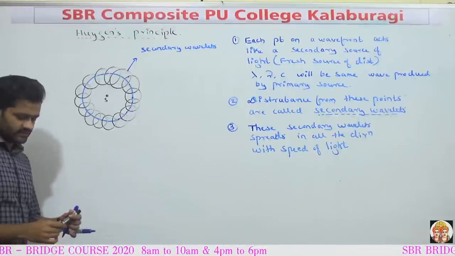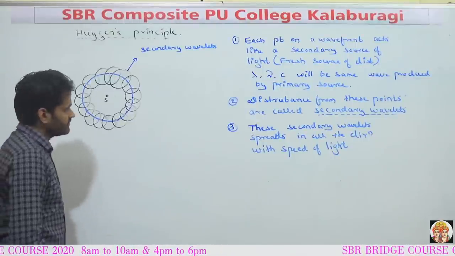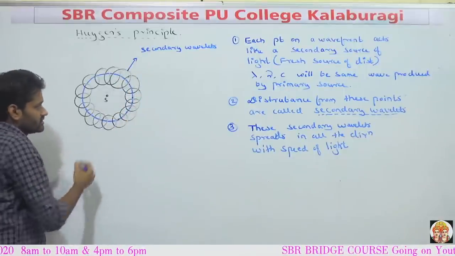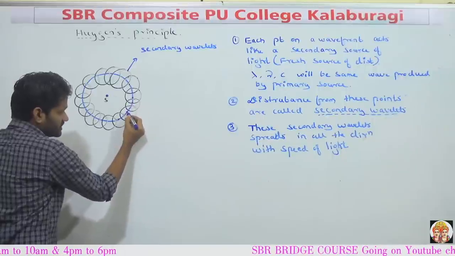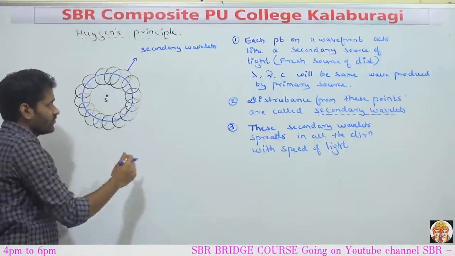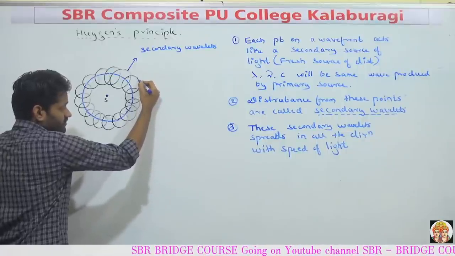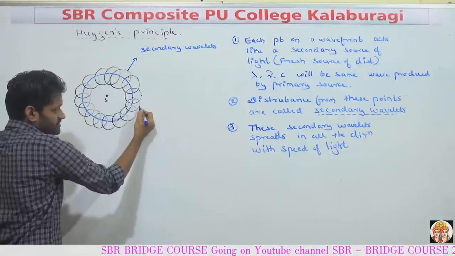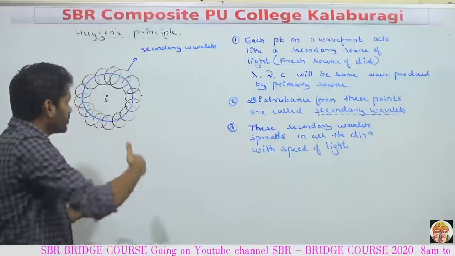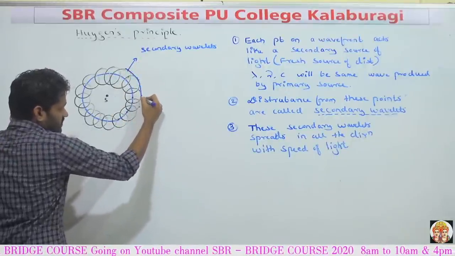Next, a very important assumption assumed by Huygens. Here we have to draw a tangent, a common tangent on these secondary wavelets. This one is the primary source, and points on this wavefront act as secondary sources. The disturbance produced by a secondary source is called a wavelet. Whatever tangent we draw should be common to these wavelets. We draw the tangent in the forward direction.